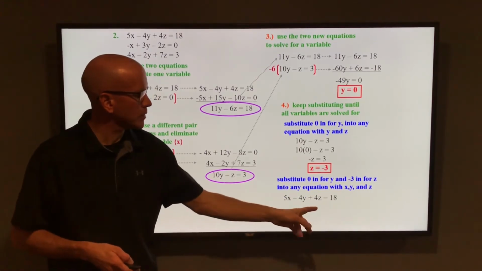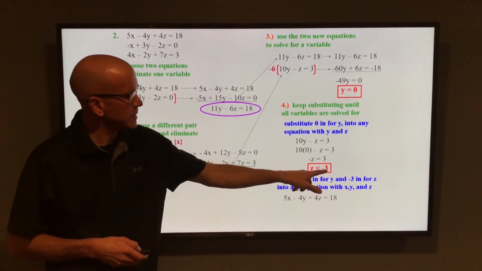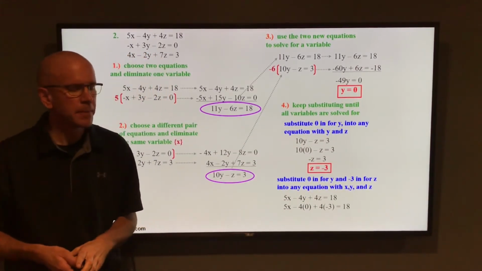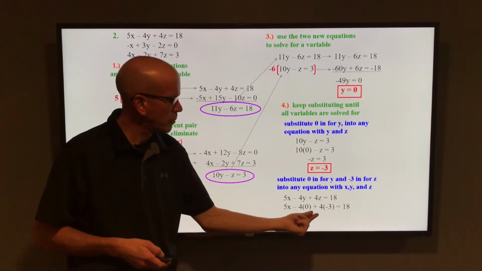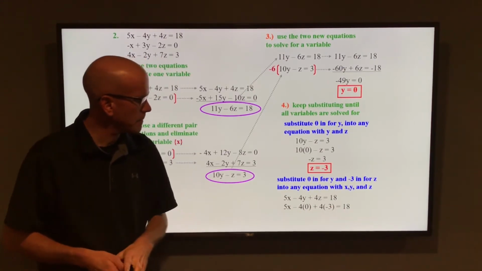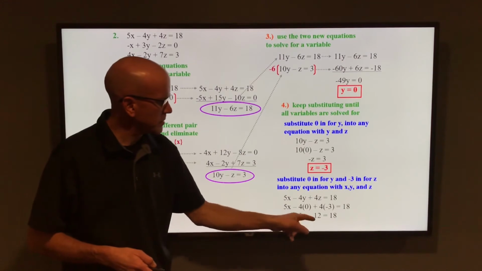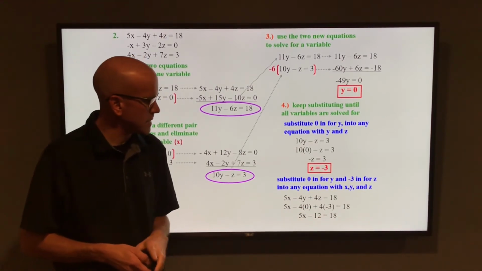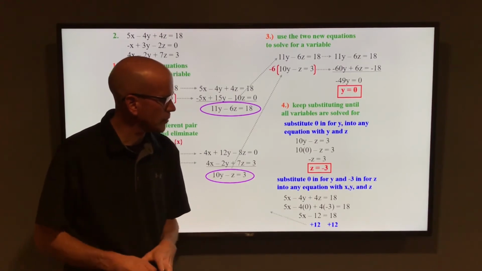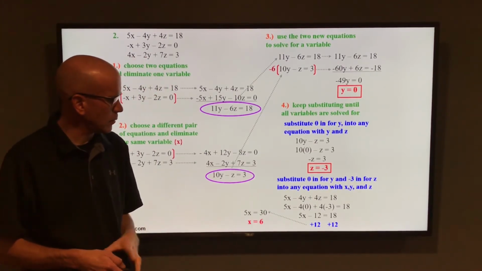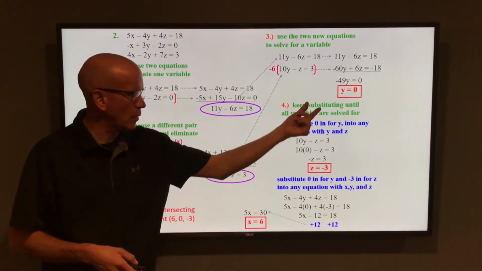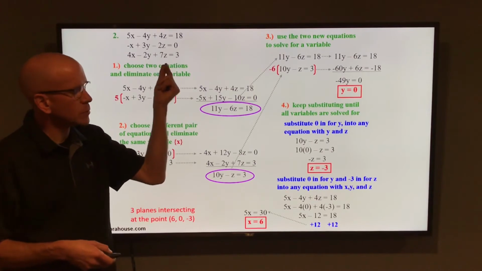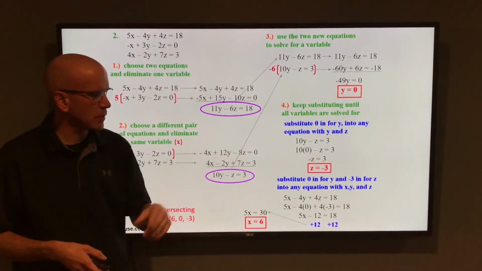5x minus 4y plus 4z equals 18. I know that z is negative 3, substitute that in. And I know that y is 0, substitute that in. So it'll be 5x minus 4 times 0 plus 4 times negative 3 equals 18. Negative 4 times 0 will just be 0. 4 times negative 3, it's negative 12. So 5x minus 12 equals 18. Add 12 to both sides. You have 5x equals 30. And then x equals 6. So x equals 6, y equals 0, z is negative 3. The point of intersection of those three planes would be 6, 0, negative 3.